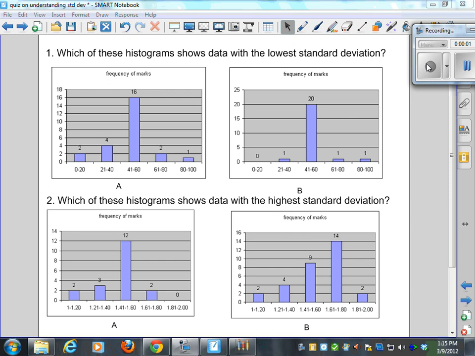Okay, so a little clicker quiz to see, do you get what standard deviation refers to? How spread out. So, question one, which of these two histograms shows data with the lowest standard deviation? And then question two asks, which one has the highest standard deviation? I'll give you a second.